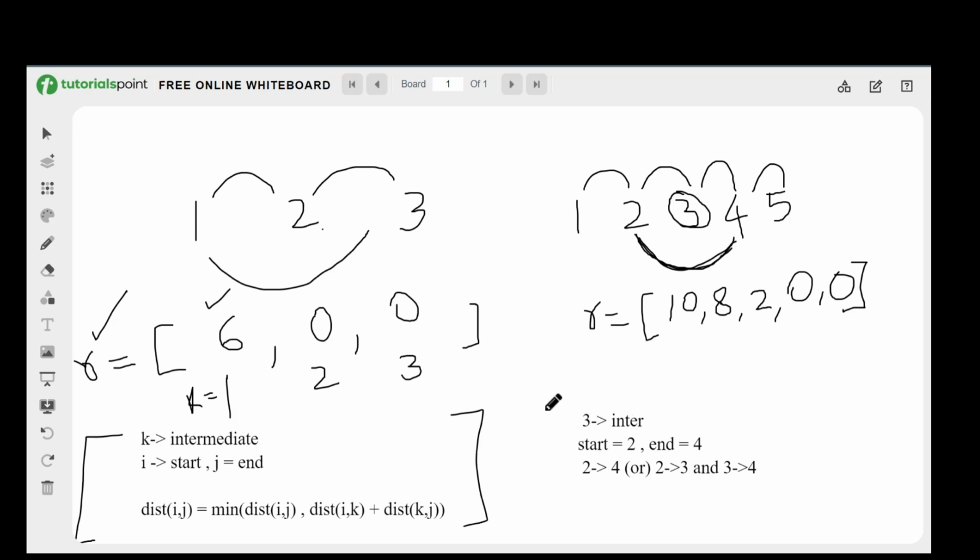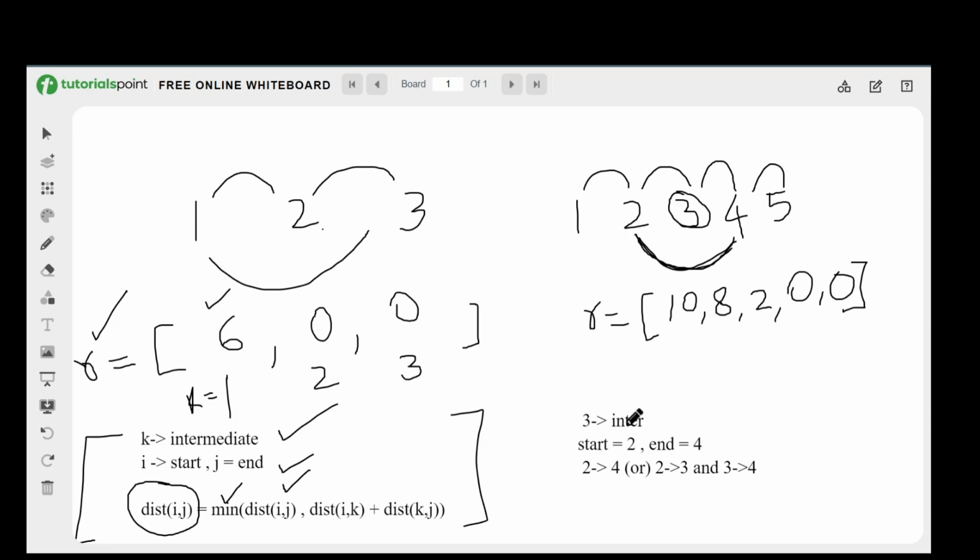Okay, so that is what it does. For example, if we have k as an intermediator, i is the start point and j is the end point, it will find the distance between the ith and jth point by finding the minimum of the distance of i, j, that is whatever the prior distance that we have, or the distance of i comma k plus the distance of k comma j, that is, if it is fine taking the intermediator.